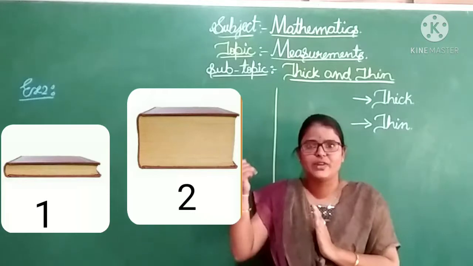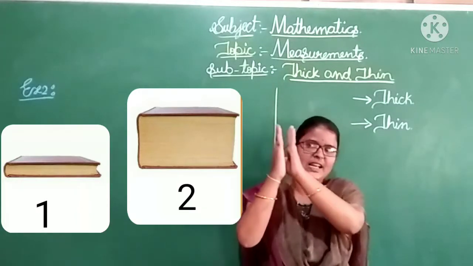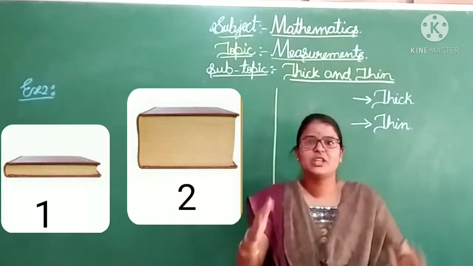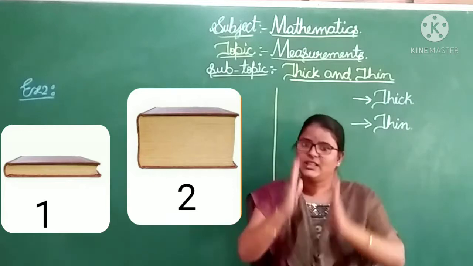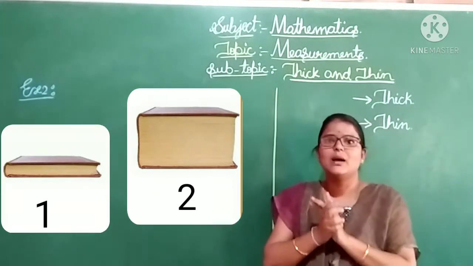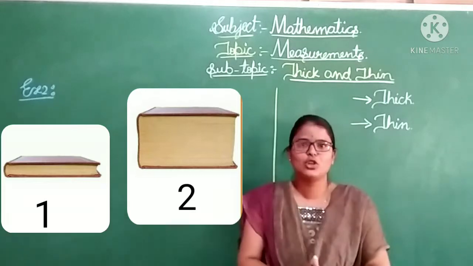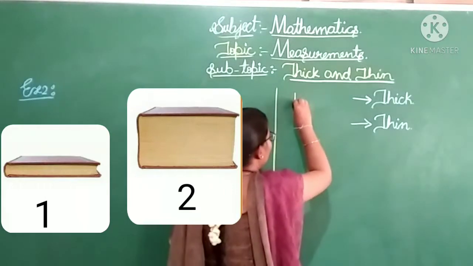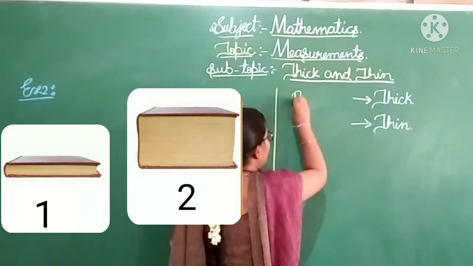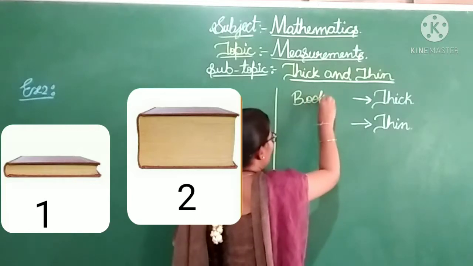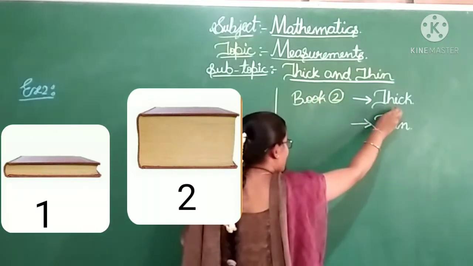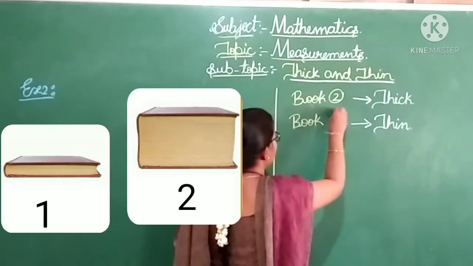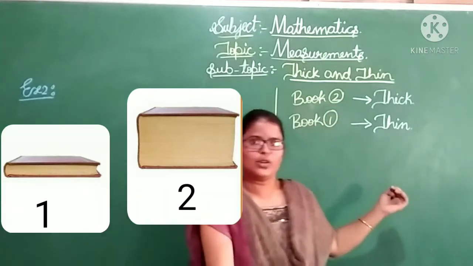Therefore, the first book is the thinnest book and the second book is the thickest book, right? Yes, this is a very good example. Book number 1 is thin and book number 2 is thick, right? Write this. Book number 2 is the thickest book and book number 1 is the thinnest book.